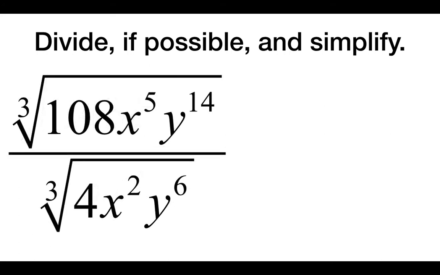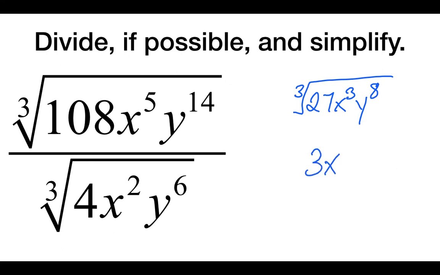Now, this time I'm not even going to rewrite it. I'm just going to say 108 divided by 4. That's 27. x to the 5th divided by x squared is x cubed. And y to the 14th divided by y to the 6th is y to the 8th. So cube root of 27 is 3. Cube root of x cubed is x. Cube root of y to the 8th is y squared times the cube root of y squared. And that's it. That's what we had to do today.